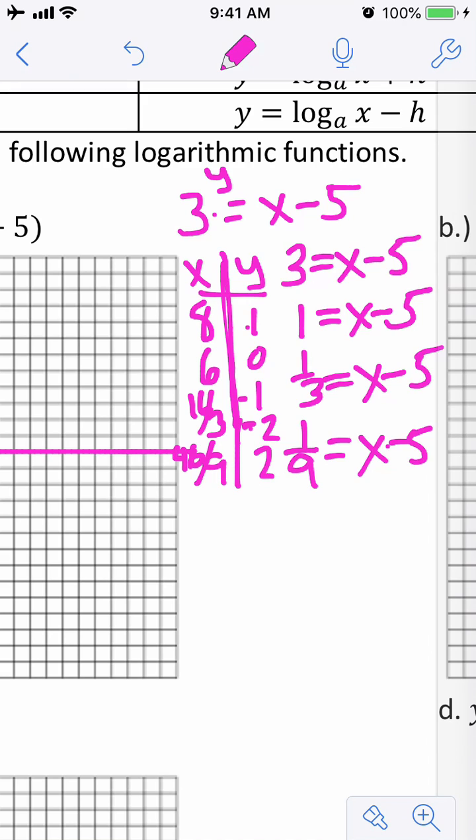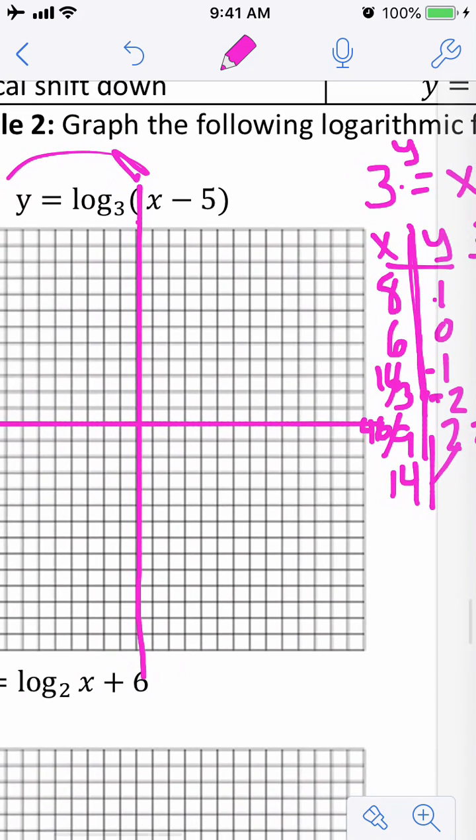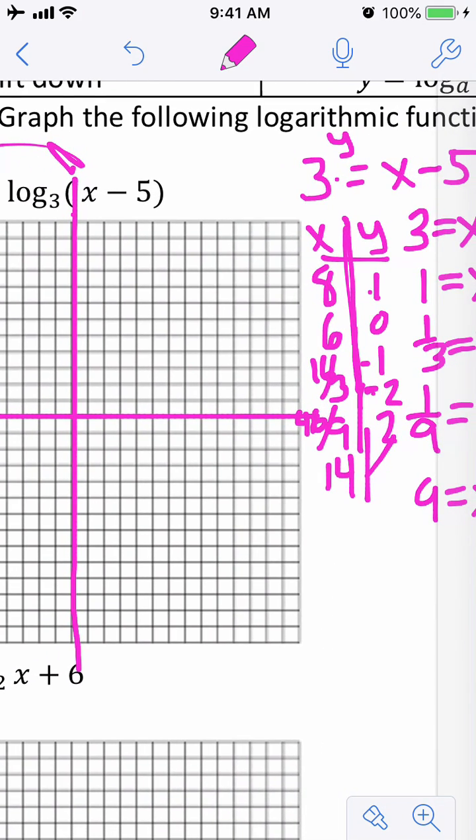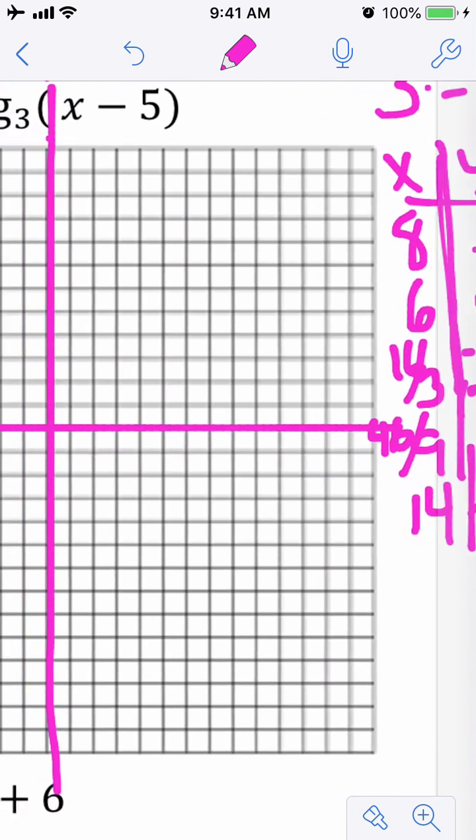And then positive 2, that's nice and easy. You get 9, so x must be 16, right? We add 5 to the other side. I'm sorry, 14. You're going to get 14. So that's that one. Okay, so we have our 5 points now. Let's go ahead and graph that, right? We have 8, comma 1.